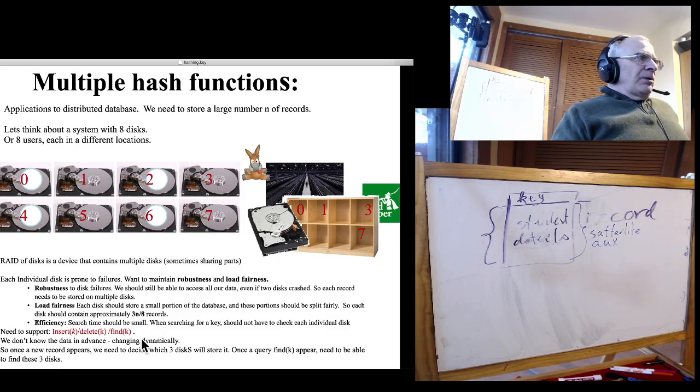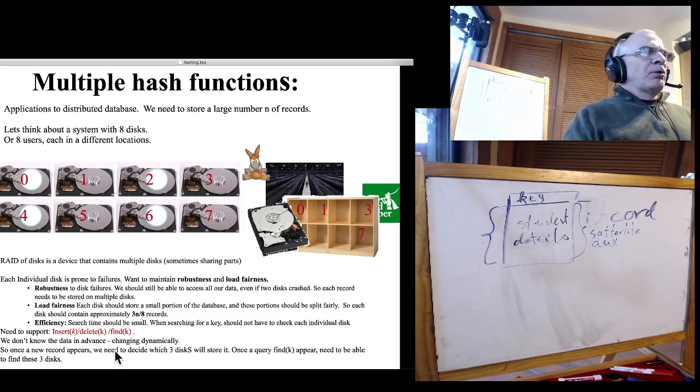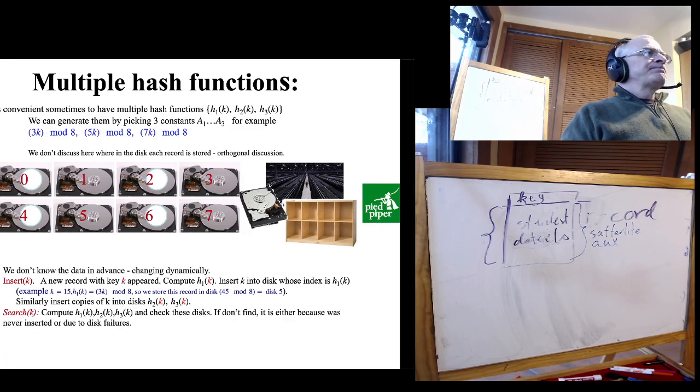And what I don't know ahead of time is which records are going to appear, what IDs are going to appear. And I want to show you how cool it is to use hash functions for it. I'm not discussing now how I arrange the data inside the hard drive. It's an orthogonal question. I'm just asking, for each key k, on which hard drives do I store it. So I need to pick now 3 hash functions, in plural. I'll call them h1 of k, h2 of k, and h3 of k.